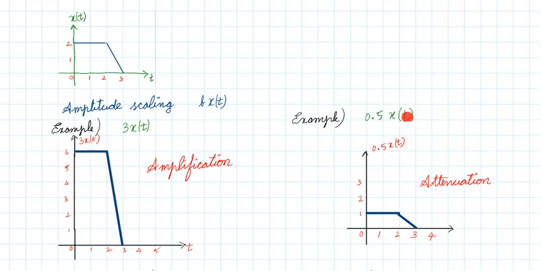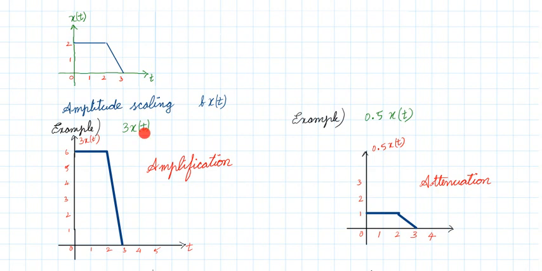Now, what about 0.5 x of t? x of t is given, they are asking 0.5 x of t. So multiply the signal with 0.5. So what happens? 2 into 0.5 is 1. So the signal of amplitude 2 has now become 1. Right? So this is called attenuation. What is attenuation? It is opposite to amplification. The amplitude of 2 has now become 1. It is reduced. x of t is greater than 0.5 x of t, which is reduced. Okay, this is called attenuation.